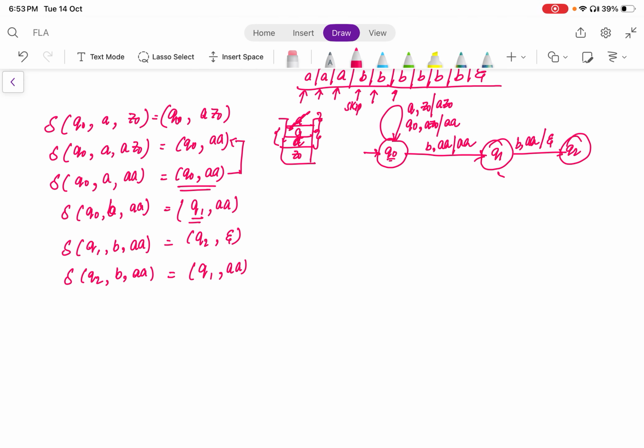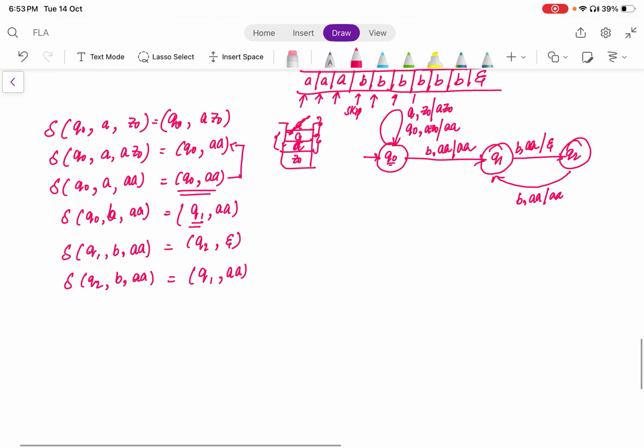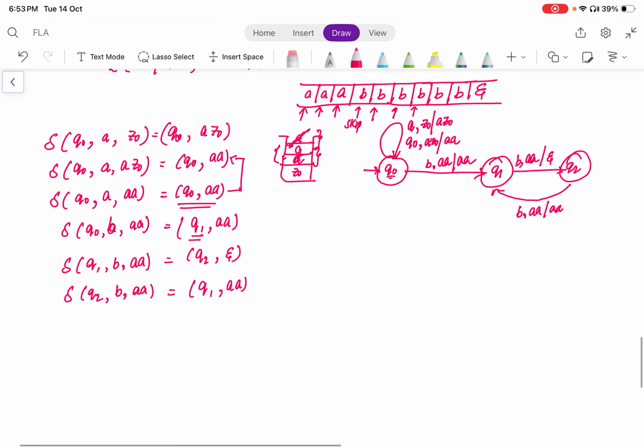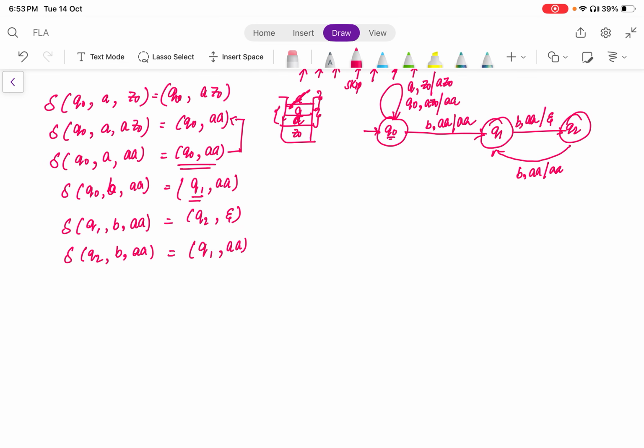So what will you do? You go back to the previous state. Input is B, stack state is A. We are skipping or reading, so it is still A. Okay. Now for the fourth B. So this B we have skipped, right? Now we are moving to the fourth B where you are going to pop another A.